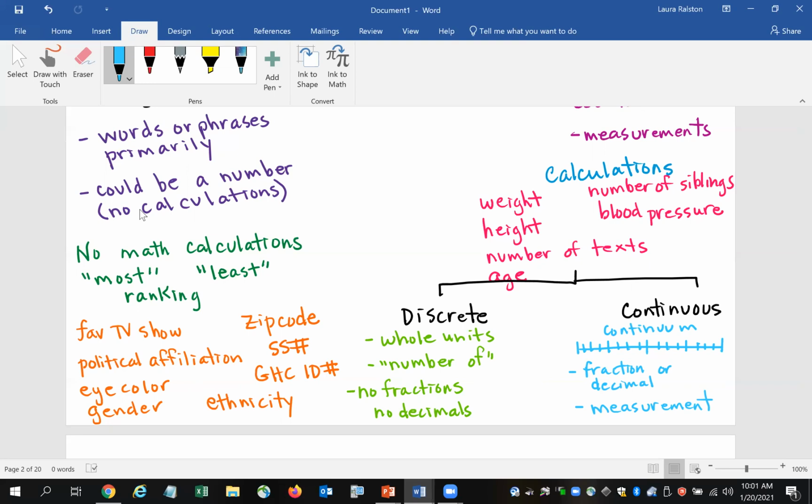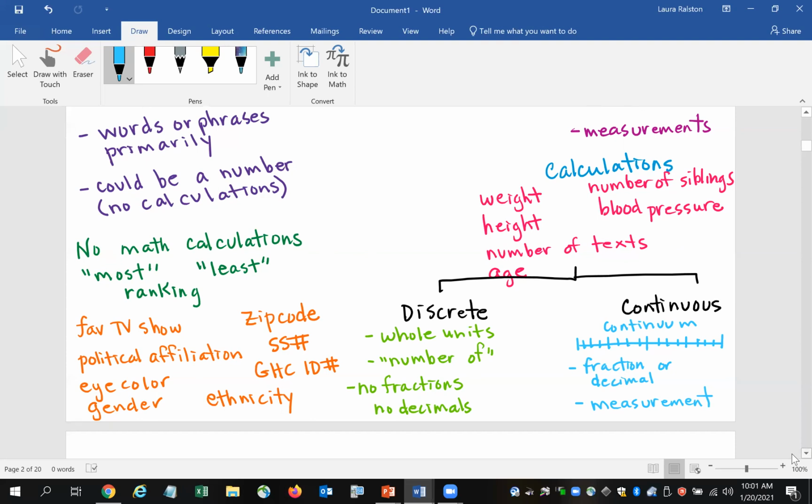So in terms of types of data, you have 3 categories. You have qualitative, quantitative discrete, and quantitative continuous. Any questions? Okay, if not, then let's move on to the levels of measurement.